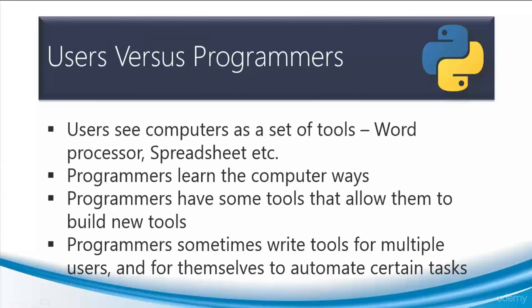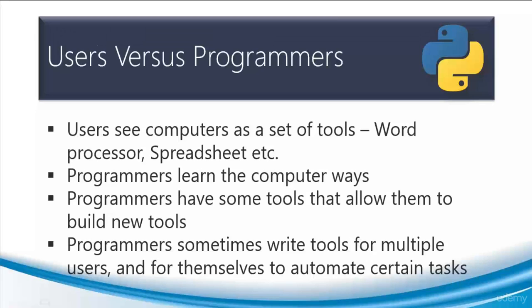Users versus programmers: what's the difference? Users essentially see computers as a set of tools. If I'm a user, I'm going to use the computer, click on certain buttons, use various tools, and gain some output, for example with a word processor or spreadsheet. I'm using an Excel spreadsheet here to calculate or add certain values. I issue some commands to the computer and I get my total. Similarly, in a word processor, I can bold text, highlight text, increase the font size, and so on.